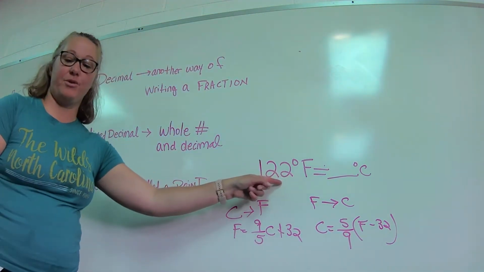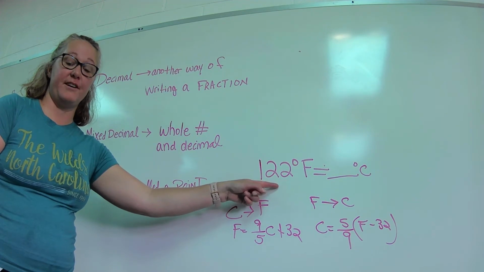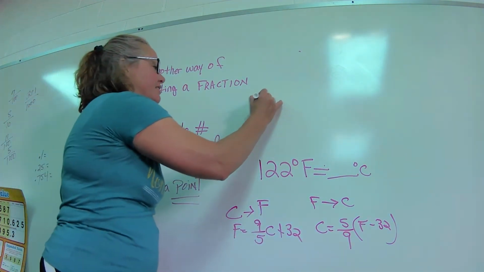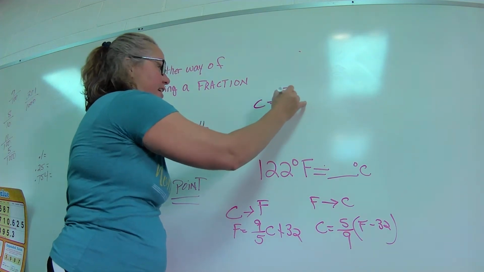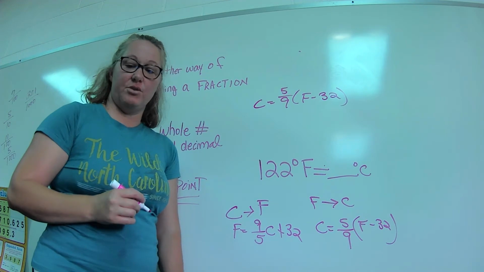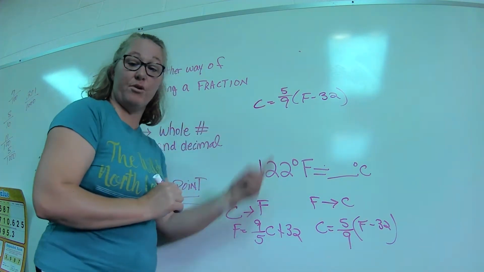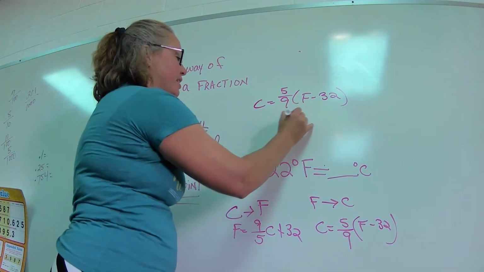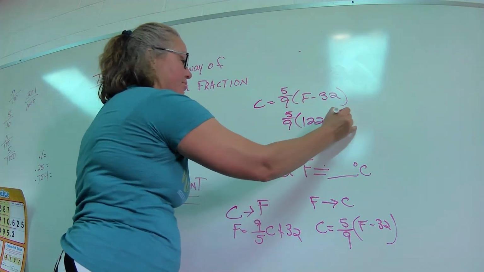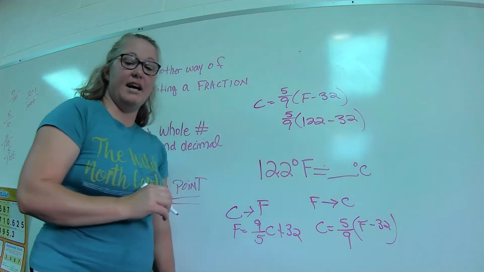I left you off with 122 degrees Fahrenheit. So we need to use this formula right here. Celsius equals 5/9 Fahrenheit minus 32. And what do we do first? Then we write the formula. What do we do next? We plug in the values. So we have a value of Fahrenheit, 122 minus 32. Now I can solve it.